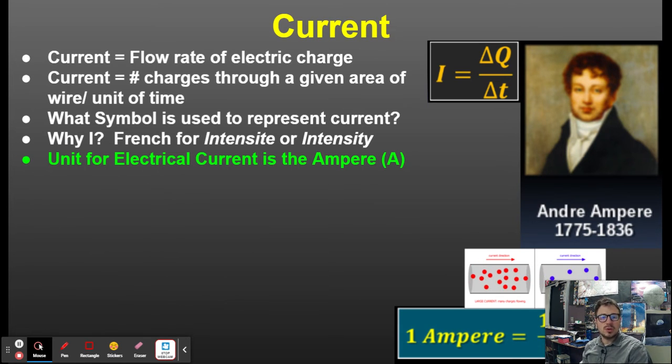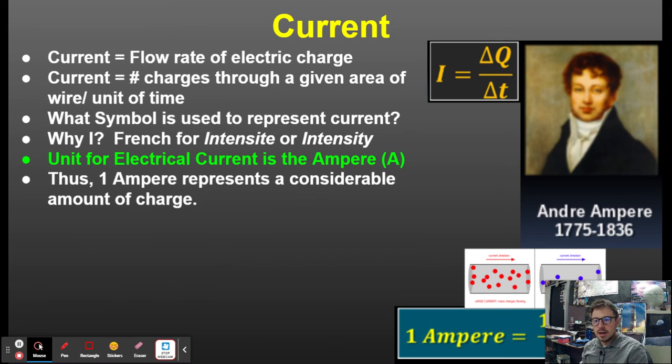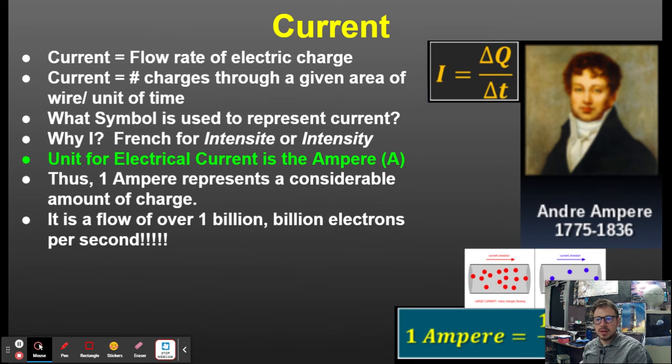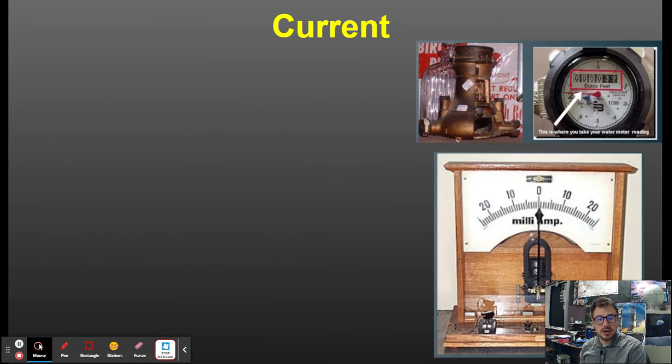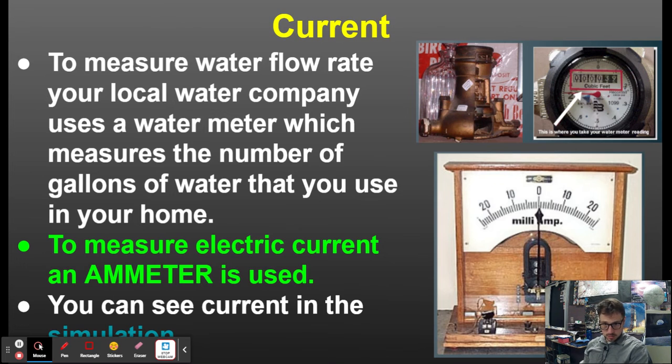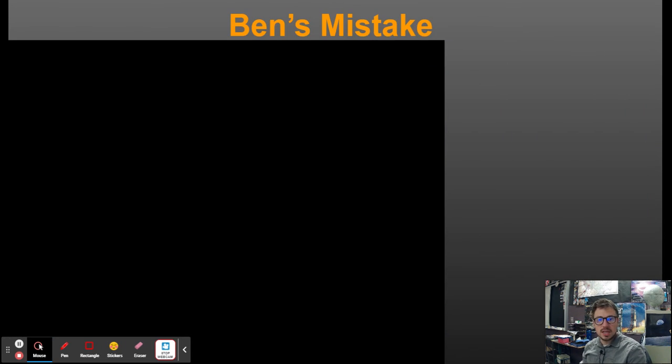So the unit for electrical current is the ampere, or the amp. One ampere represents a considerable amount of charge. It's the flow of over 1 billion electrons per second. So a large electric current corresponds to a large number of electrical charges flowing through a given cross-sectional area of wire. To measure water flow rate, your local water company uses a water meter, which measures the number of gallons of water that you use in your home. Now, to measure electric current, an ammeter is used, and it's a similar concept.